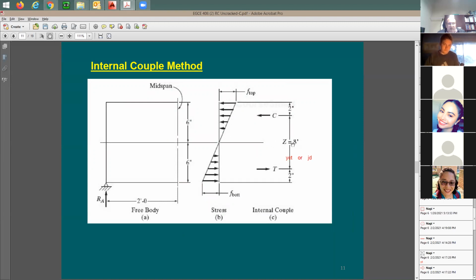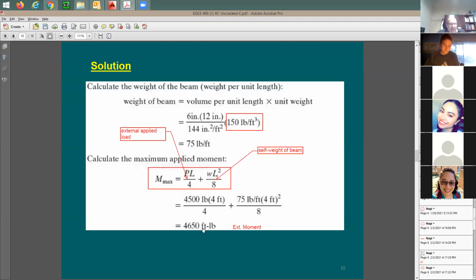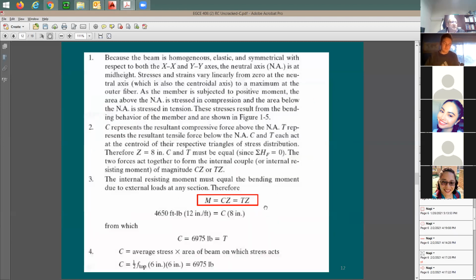But you got to be careful because this is going to be here in inches and this is going to be here in feet. So you got to be careful here about units. So I'm going to say here's the external moment, M, equal to C times Z or T times Z. Any one of them should be fine. So here's the 4650. I'm going to multiply it here by 12 to put it in pound inch, because this number here, again, is going to be foot pound, multiplied by 12. It's going to be equal to C multiplied by 8 inches. Now, this is going to be a consistent equation because everything here is going to be in inches, right?